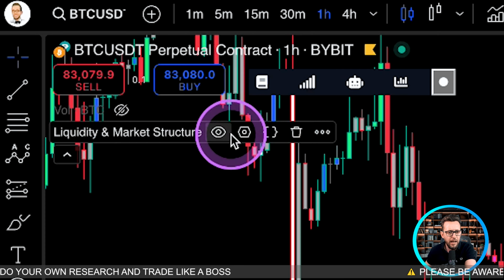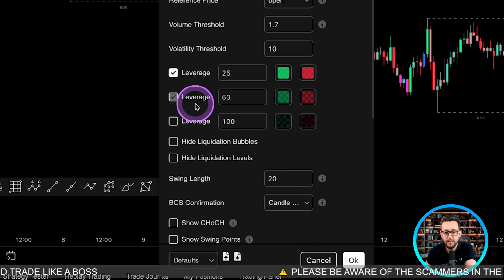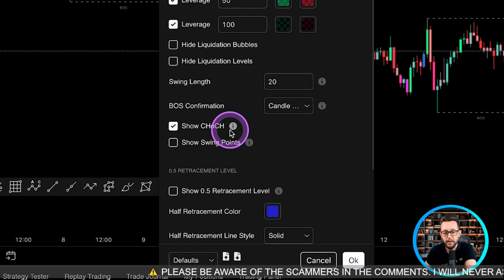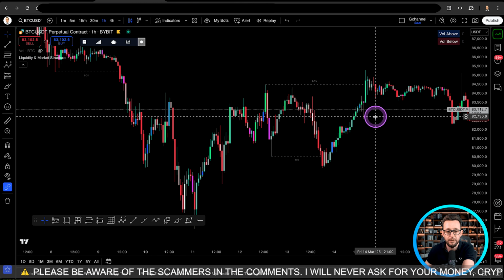Now, adding some more of the functions from here, we're going to add some of our liquidity levels, which are very, very important, and we're going to be adding the change of character. This will reload the indicator, which will take a couple of seconds.